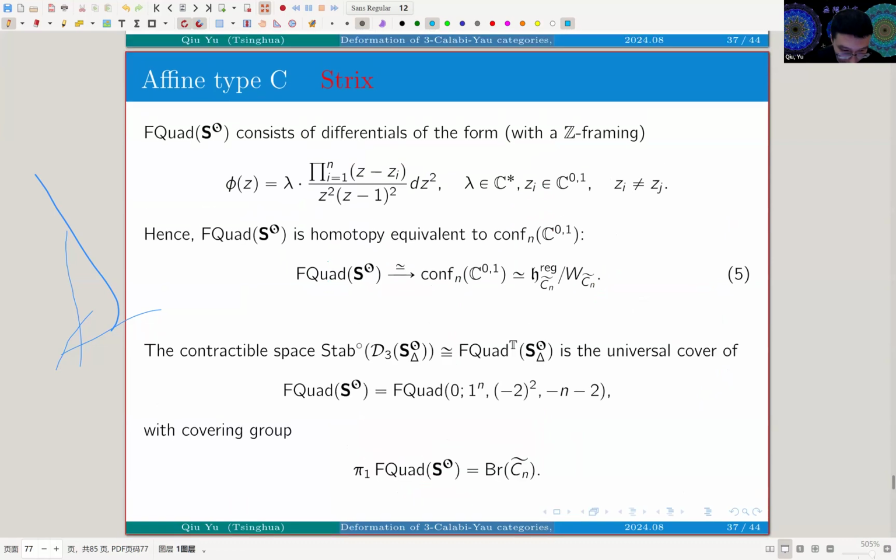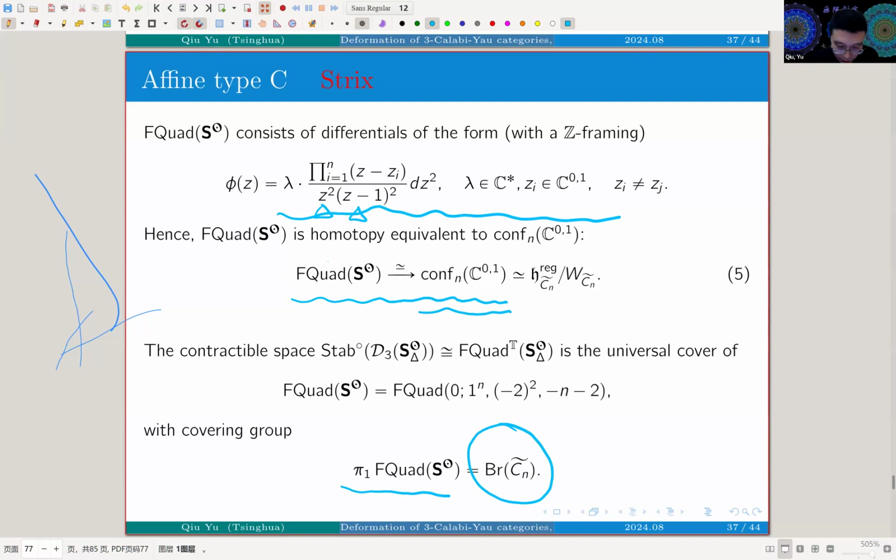So the theorem here is that for the quadratic differential in affine type C, we can always write it down explicitly as a polynomial divided by z squared and (z minus 1) squared. That corresponds to the double pole at 0 and the double pole at 1. And at infinity, it also has a pole of higher order. Then the model space is more or less the configuration space, and you can calculate the pi1 of this configuration space. In this case, it is the braid group of affine type C. So everything matches.